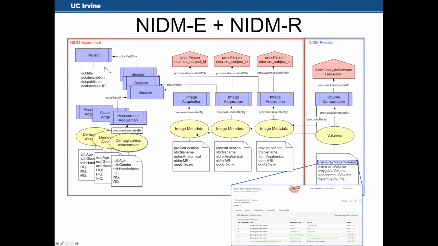where you capture metadata about, in this example, all the imaging sessions that were collected as part of various sessions as part of a project. These acquisitions could be image acquisitions, or they could be assessment acquisitions or whatnot. These things get associated with what the provenance data model calls a person, or an agent. In this case, I'm showing people that were subjects that the data was collected on, but they could be agents.